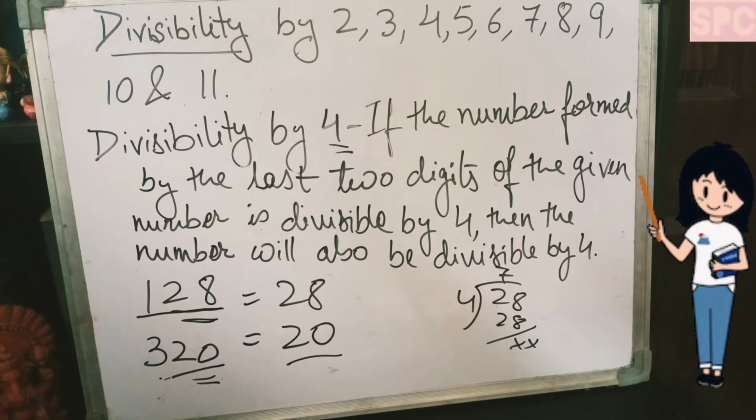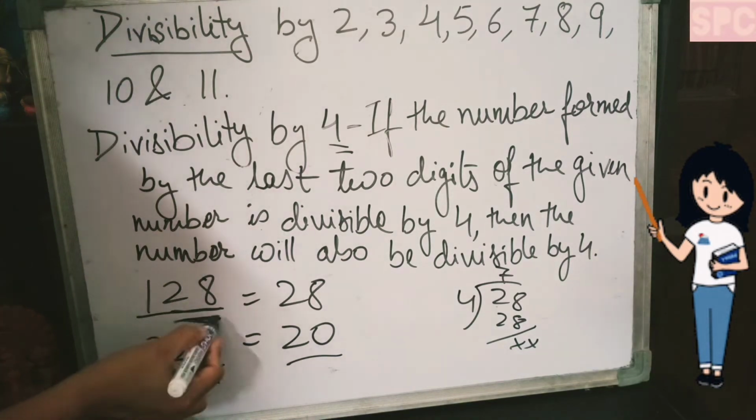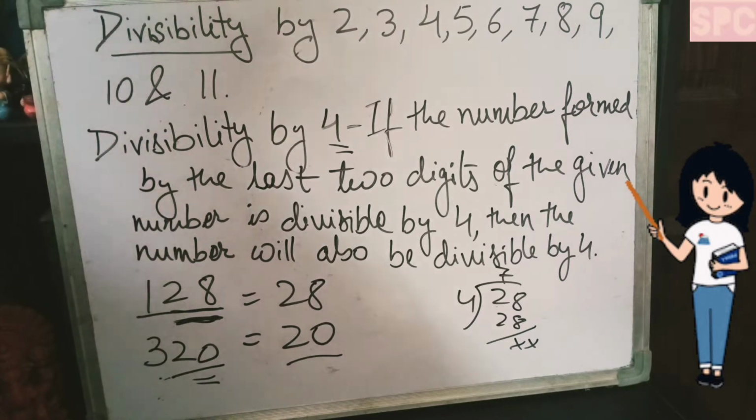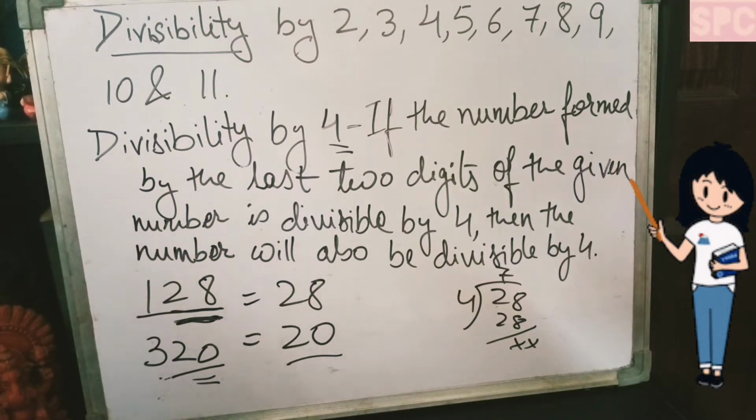However big the number is, you just have to see the last two digits. It means the ones and tens digit. That's it. Now let us move on to 5.